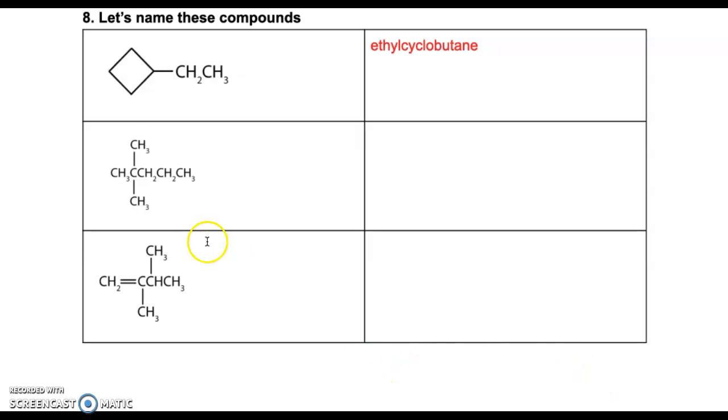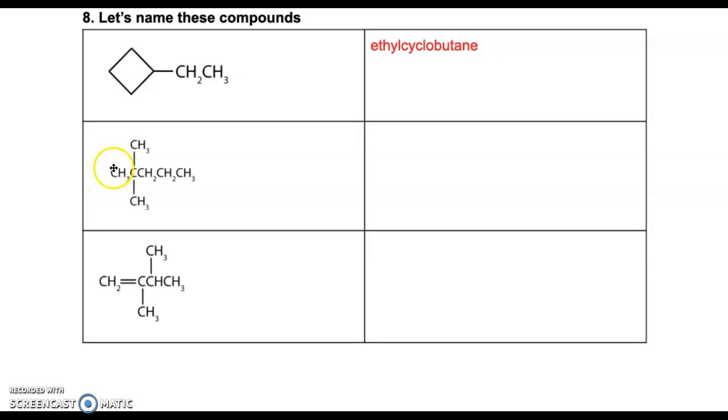Okay, so let's start with our second example. Let's first find the parent chain. Let's look for the longest chain in this molecule. If we start with this carbon or this carbon or this carbon, it wouldn't matter because the location of your ethyl groups is going to be the same. So let's try to see what I mean.